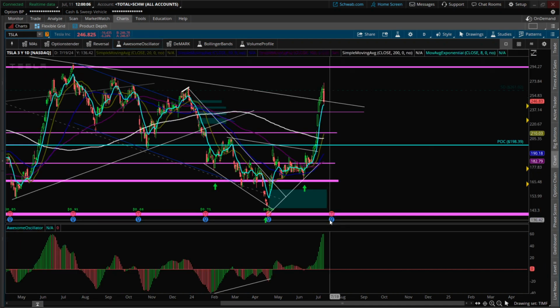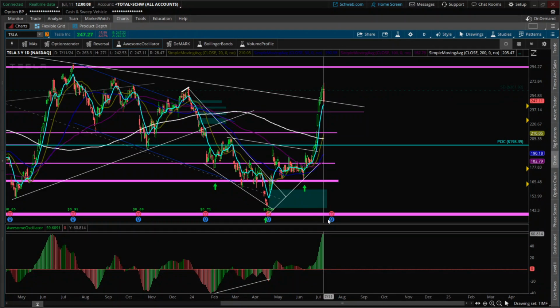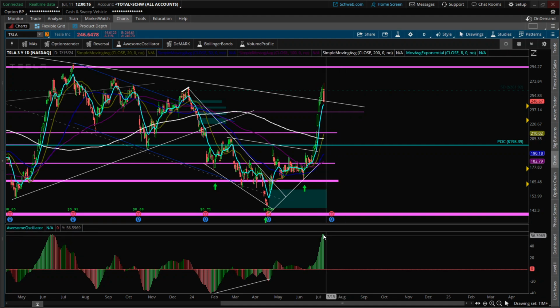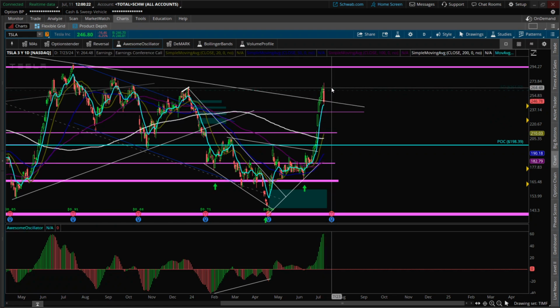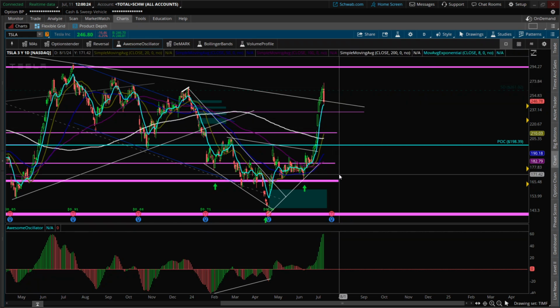Awesome oscillator, still very strong. Maybe we get price... it doesn't need to have a divergence, but if you see just like this, divergence plays out on the oscillator as well. So this very well could come back up here, maybe eke out a new high and wick up there.